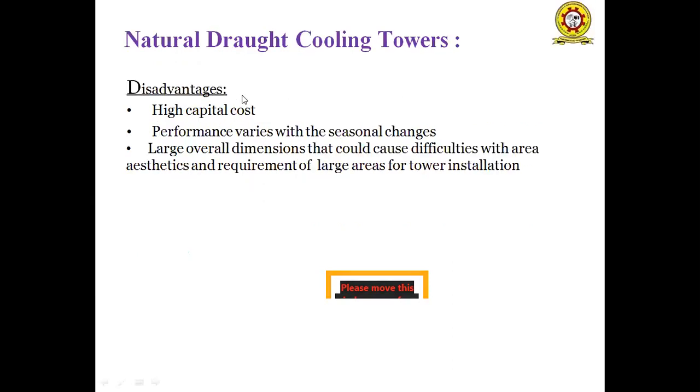Next, the disadvantages of natural draught cooling towers are high capital cost because here we are using concrete, performance varies with seasonal changes, large overall dimensions that cause aesthetic differences with the area, and the requirement of large areas for tower installation. The overall dimensions could cause some difficulties with the areas and require large areas for the tower installation. So these are the disadvantages of natural draught cooling towers.